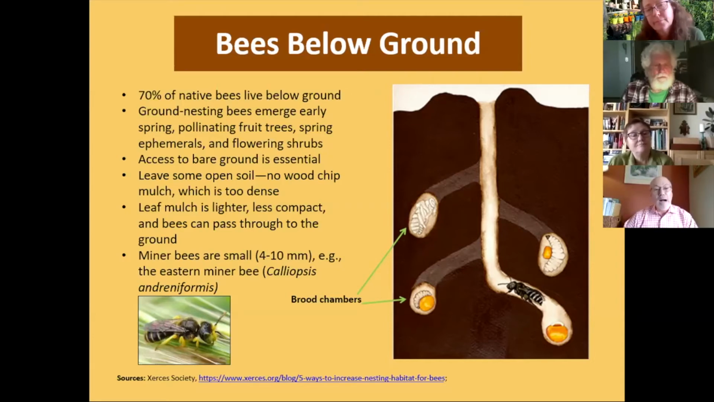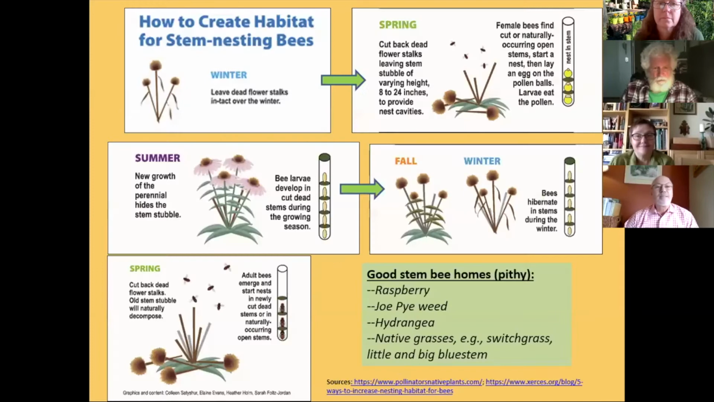There are also miner bees, M-I-N-E-R, and there's one in the lower left corner. They're very small. They're like 1/4 of an inch or smaller, and they do a lot of burrowing also. And to the right is a demonstration of the brood chambers for a miner bee. Next slide, please. I only have 5 minutes, that's why I'm going so fast.